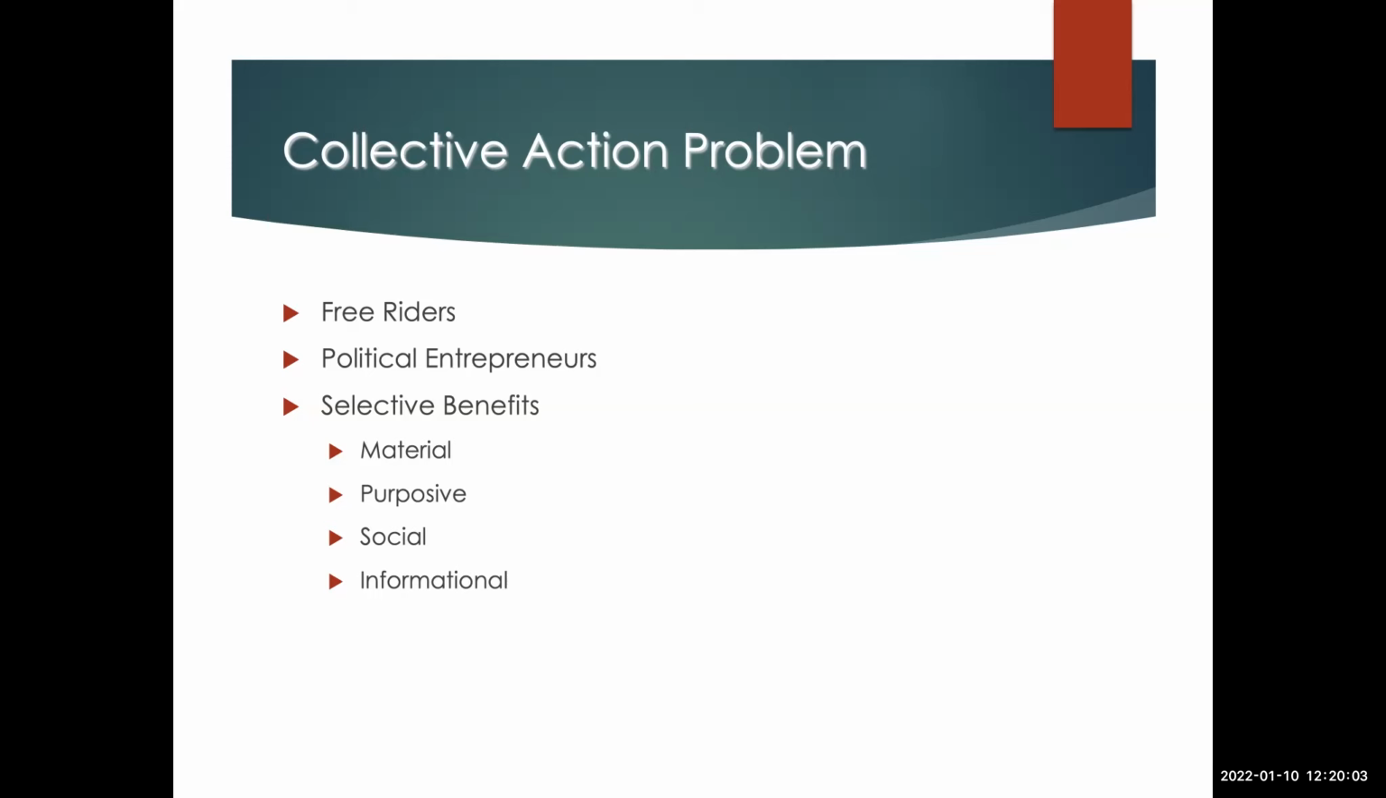The policy objective of an interest group is a public benefit. It's something that everyone will enjoy if the group is successful. Selective benefits are benefits that only go to members, right? So they could be material benefits. You could get some stuff, right?